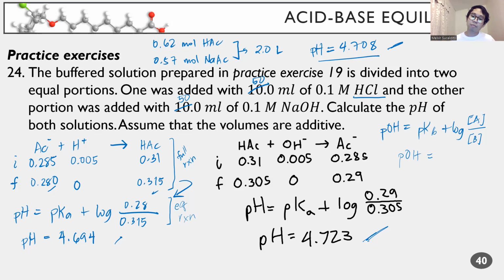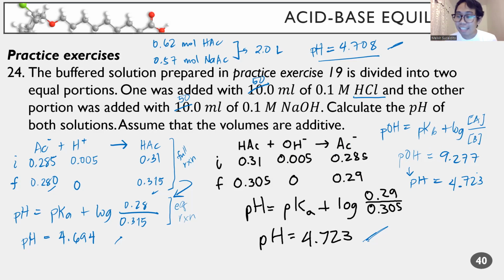Interesting. 5.55555. Anyway, negative log whatever it is plus log acid is 0.305 over 0.29. pOH po is 9.277. 14 minus. So from this pOH, pH is equal to 4.723. Di ba? Pareho lang. Right?